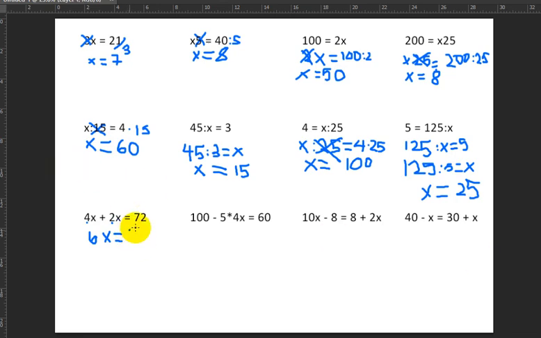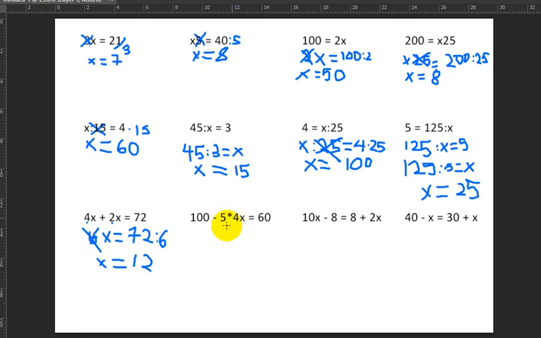And 6x is equal to 72. Divide both sides by 6. And we get that x is equal to 72 divided by 6, which makes 12.